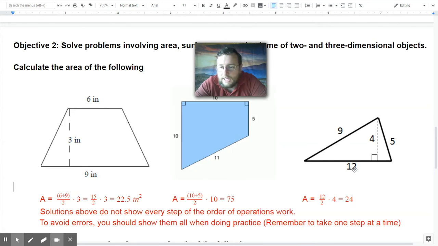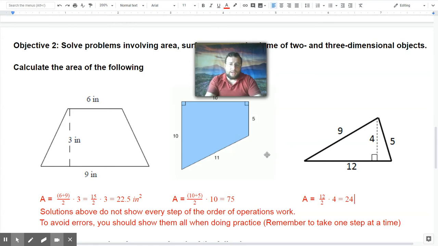Okay. Last one, 1/2 base times height. So half the base is 12 divided by 2 times the height is 4. So that is 6 times 4, which is 24. And again, if there were units, they would be squared because it is a two-dimensional quantity, area. And there you have it. That's pretty much how you do it with two-dimensional objects.